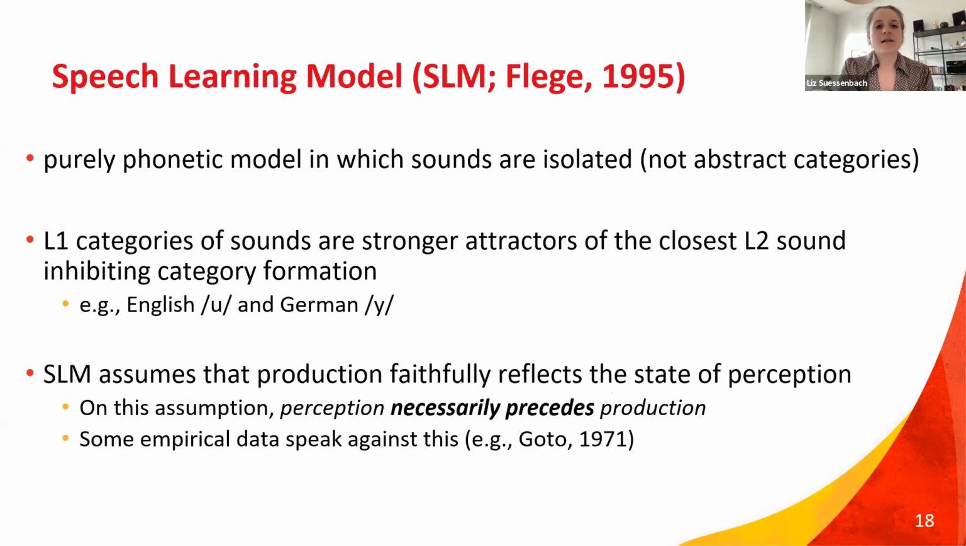The speech learning model by Flege in 1995 is a model that is exclusively focused on production. And it's a purely phonetic model in which sounds are regarded as isolated. So they're not abstract categories as they would be in, say, PAM, for example. And the L1 categories of sounds serve as magnets or attractors of the closest L2 sounds. And it's hypothesized that this inhibits category formation of a new L2 sound.